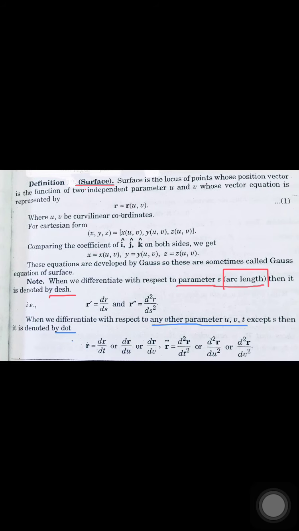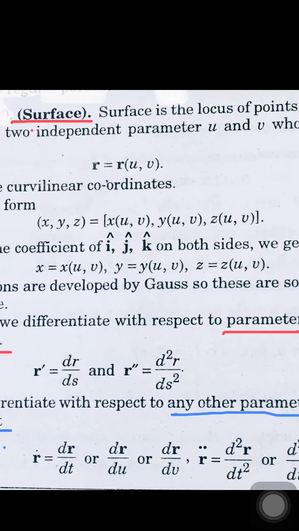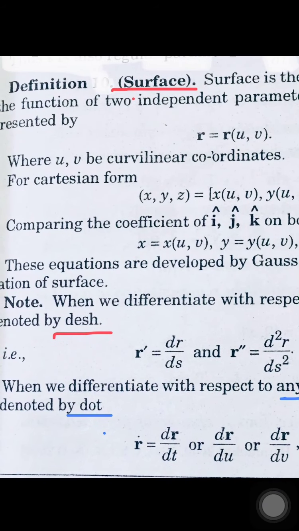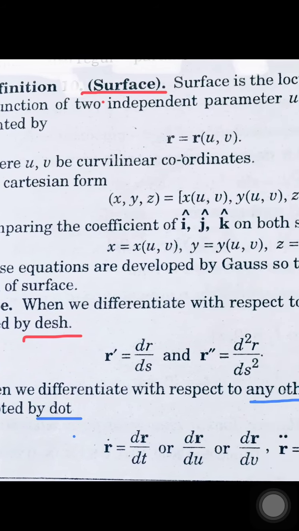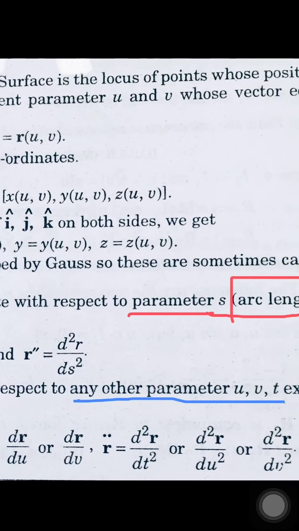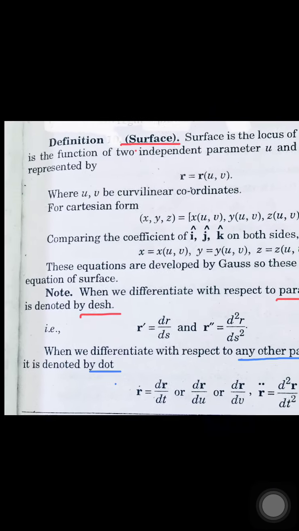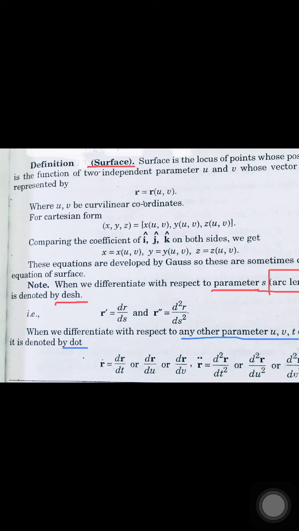Okay, next we are taking the definition of what we mean by surfaces. A surface is the locus of a point whose position vector is a function of two independent parameters u and v, whose vector equation is represented by r equals r of u comma v. Actually a surface is not a plane diagram, so it definitely takes more than one parameter. So here we have taken two parameters, r equals r of u comma v, where u and v are two curvilinear coordinates or parameters.